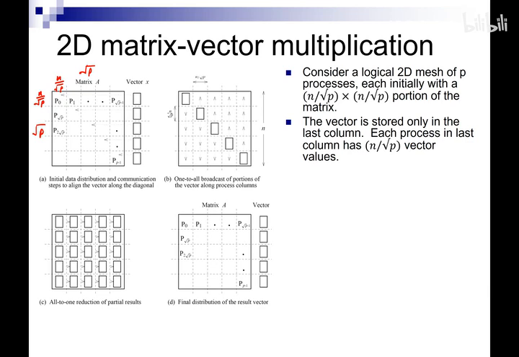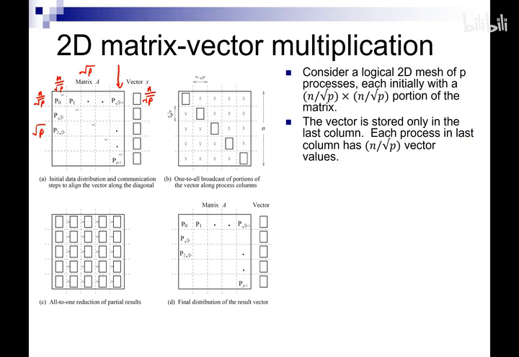Likewise, the vector is also going to be distributed among the processors initially, but we assume that it's only stored by the processors in the last row. I'm sorry, the last column. So you have root P processors in this last column, and each of them is going to store n divided by root P elements of this X.